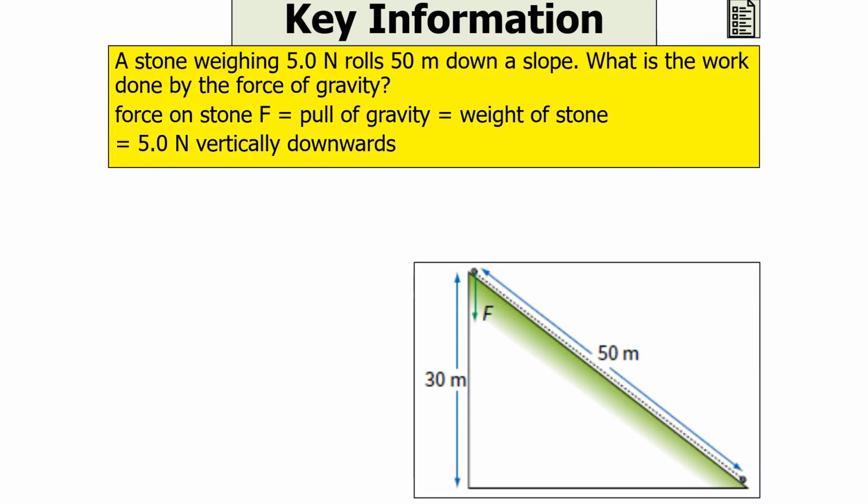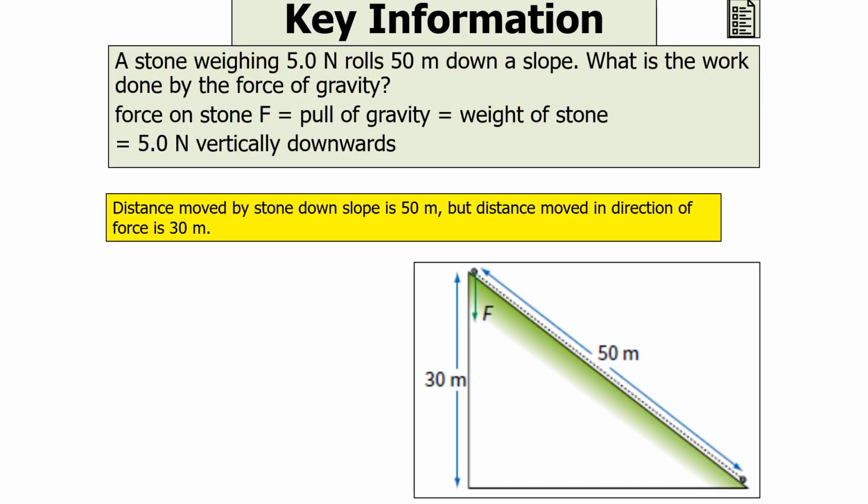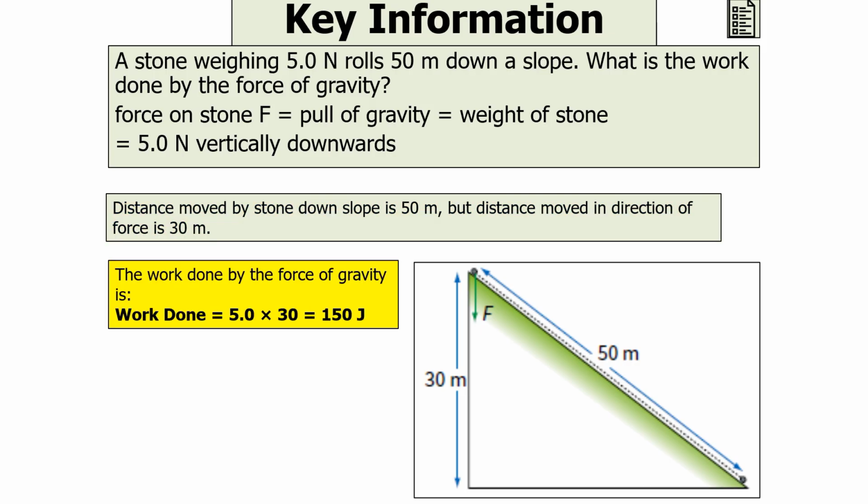Now, the stone, with 5 newtons, is rolled down a 50-meter slope. What's the work done by the force of gravity? Now here, the distance moved down the slope is 50 meters, but the distance moved in the direction of the force is only 30 meters. It's only vertically downwards. So therefore, the work done by the force of gravity is 5 times by 30, which is 150 joules.